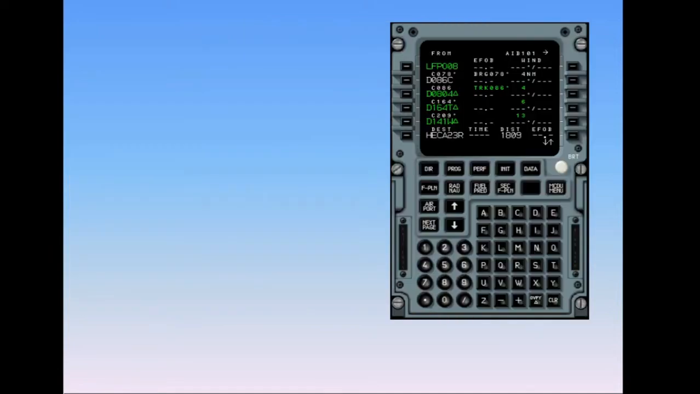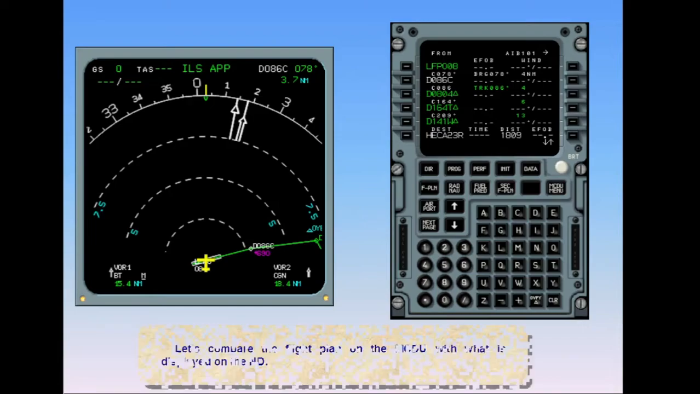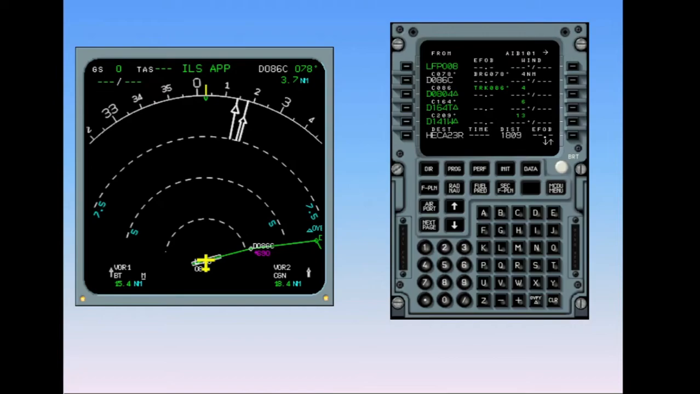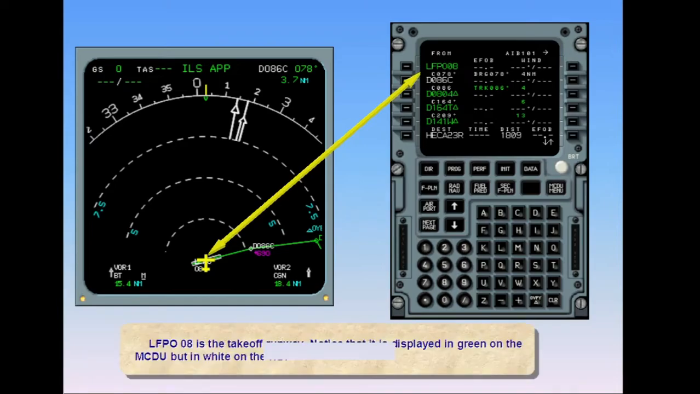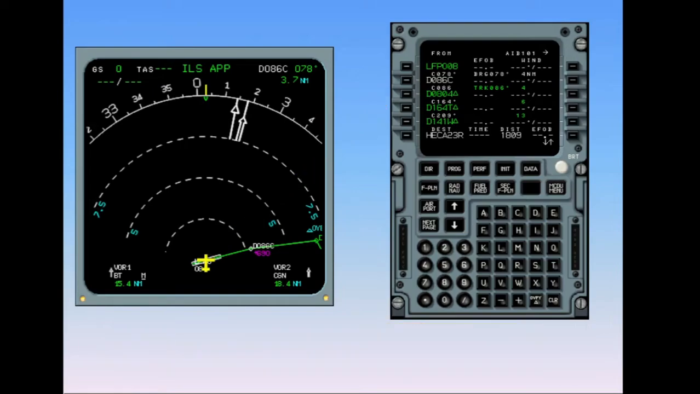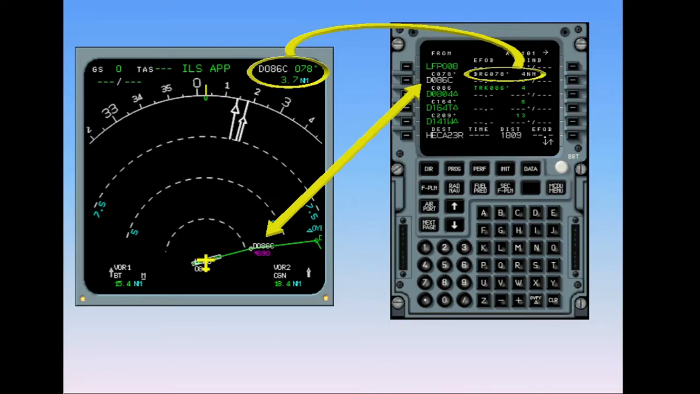Let's compare the flight plan on the MCDU with what is displayed on the navigation display. LFPO-08 is the takeoff runway. Notice that it is displayed in green on the MCDU, but in white on the ND. The to waypoint, shown here as D086C, is displayed in white on both the navigation display and the MCDU flight plan page. Bearing and distance to go are also displayed in both places.